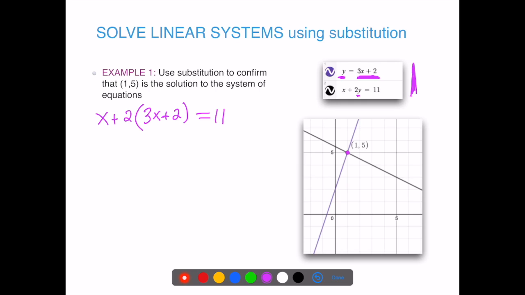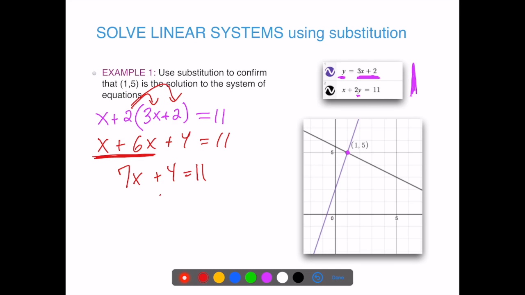So now what I need to do is distribute the 2. Okay, so I'm going to go through that, and that's x plus 6x plus 4, and that equals 11. So I can combine these like terms here. I know x plus 6x, that's 7 x's, so I'm going to do that. Plus 4 equals 11. All right, so to solve here, I'm going to subtract 4 from both sides. So I'll get 7x equals 7. And if I divide by 7 on both sides, I get x is 1.